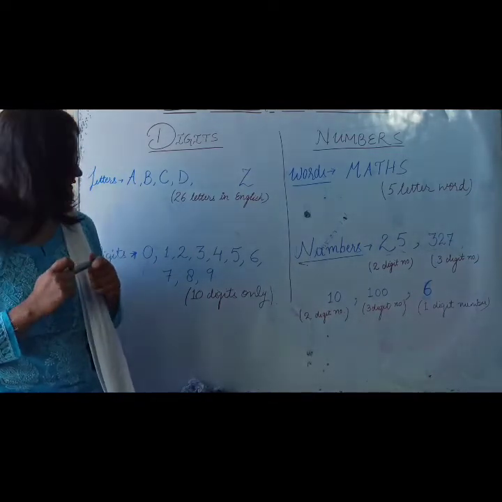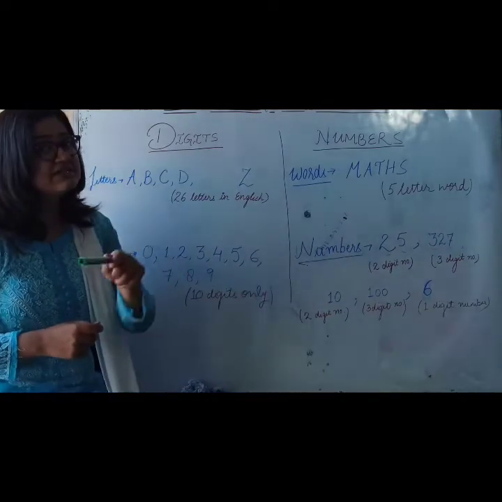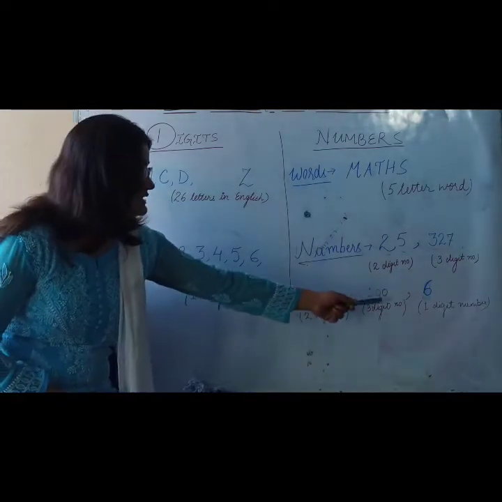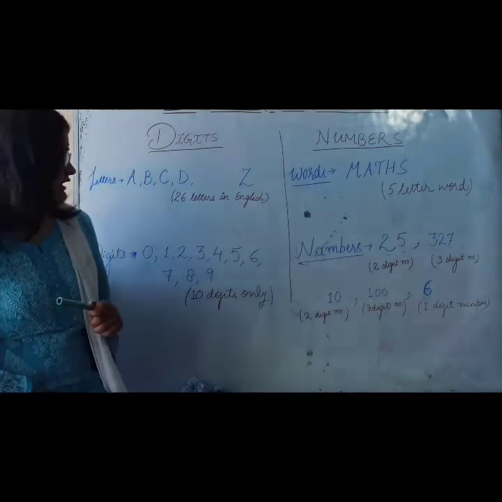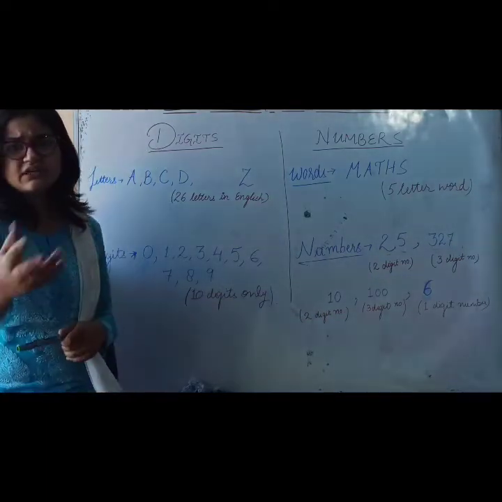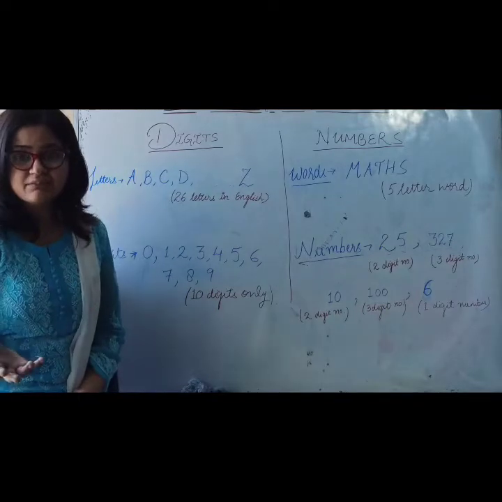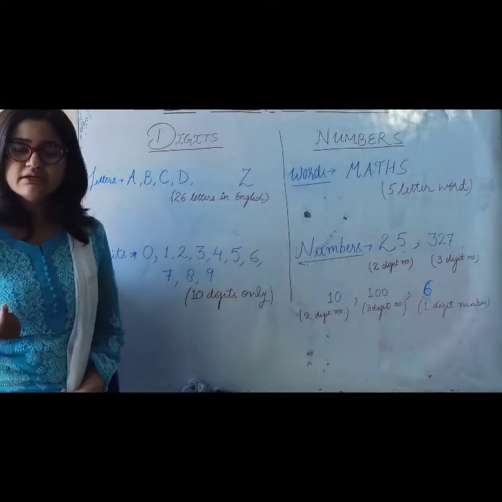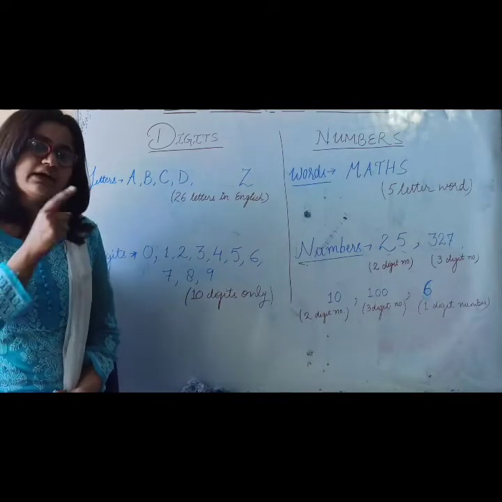There are 2 digits. 100 is a 3-digit number. 1, 0, 0. There are 3 digits in 100. If I ask you what is 6, is 6 a number or a digit? 6 is both a digit and a number. 6 is a 1-digit number.